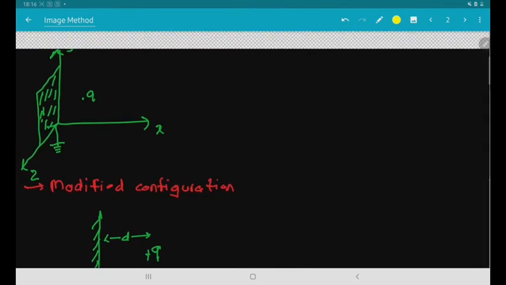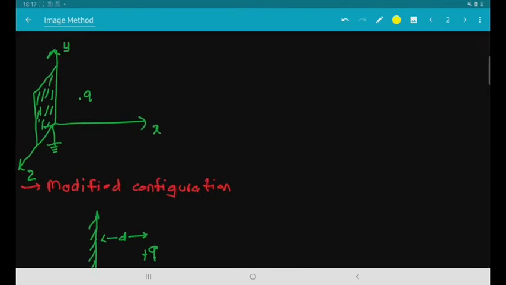For example, suppose we have a positive charge plus q, which is present in front of this infinite grounded sheet at a distance d. We are asked to calculate the force on this charge plus q. Now it is a grounded sheet, so the potential on this surface is zero. Now what is going to happen is that before it is grounded, let us say this positive charge comes.